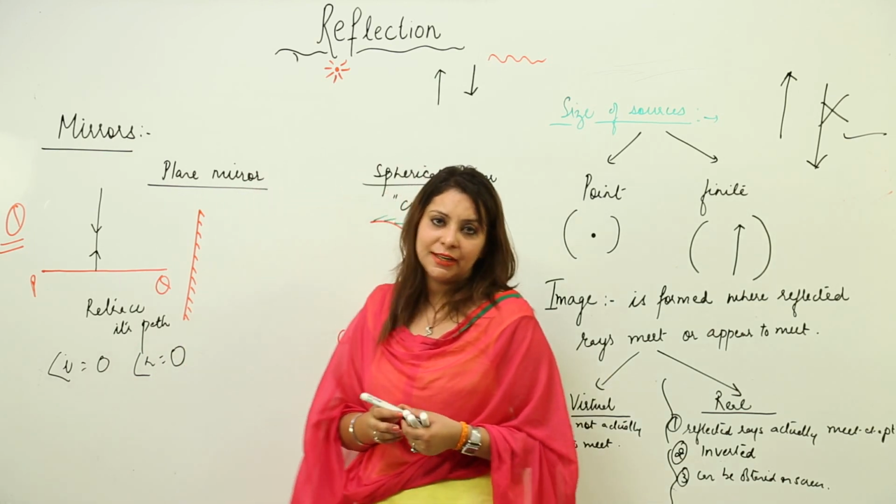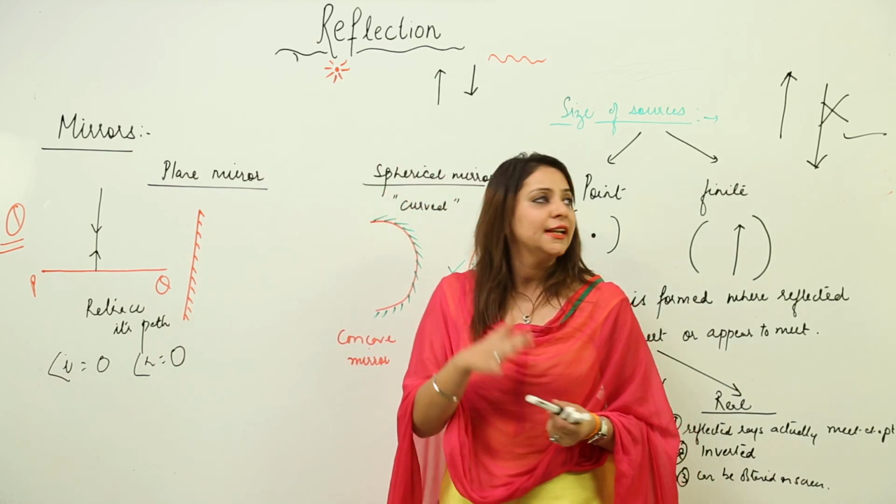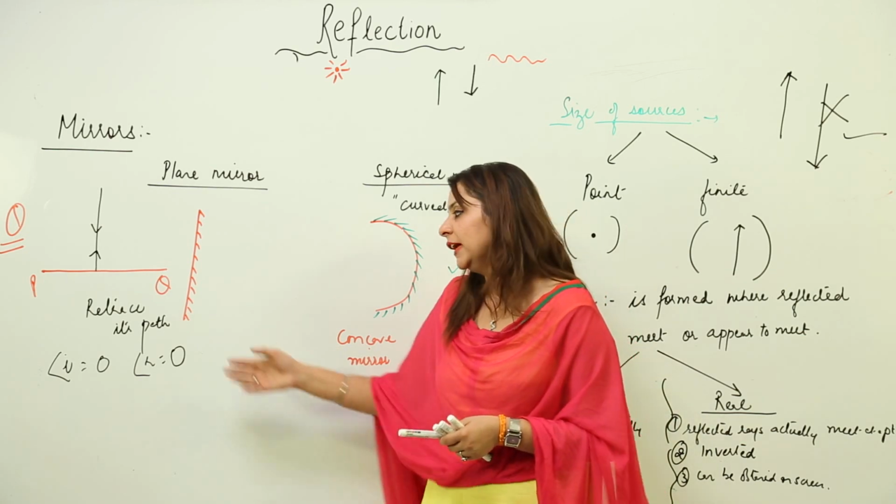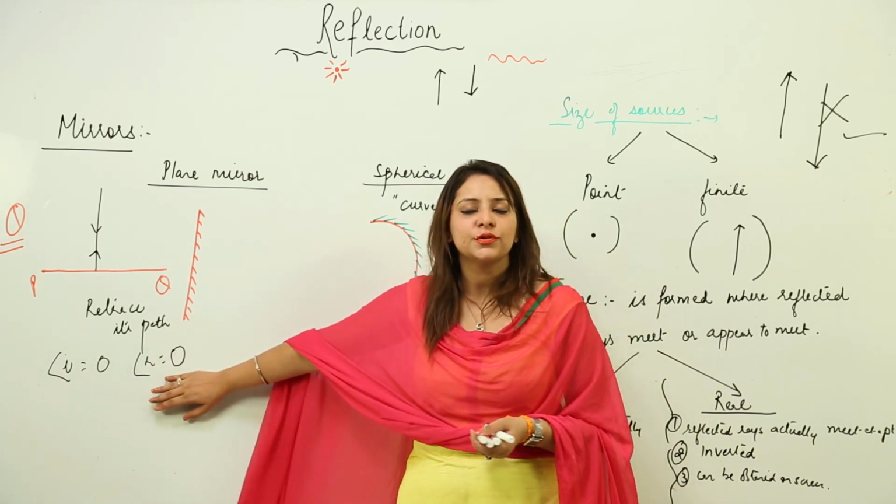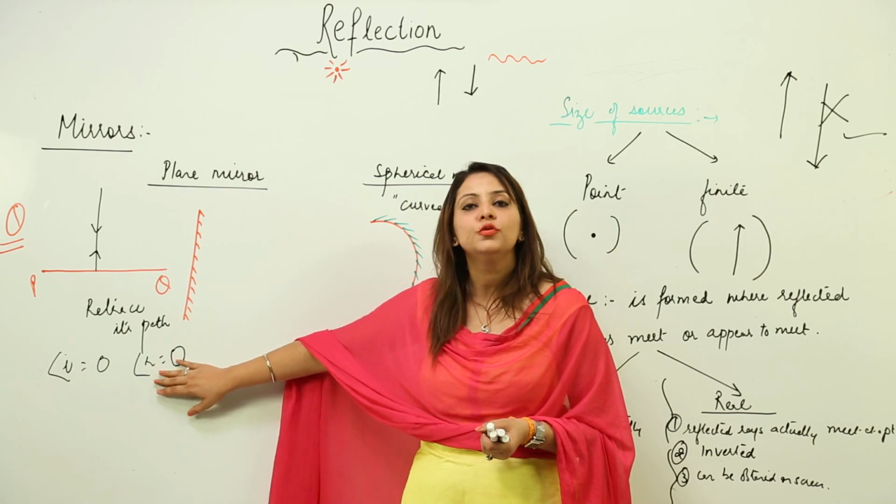So obviously the angle of incidence is 0, and we know that the angle of incidence is always equal to the angle of reflection. So that means again it is 0. This is a very important question. You get this question for 2 marks in your paper.